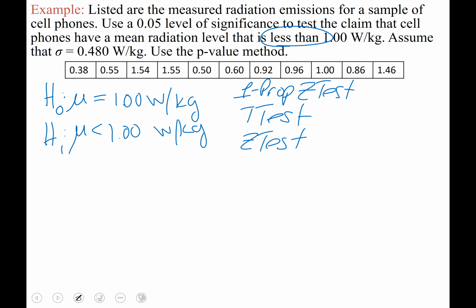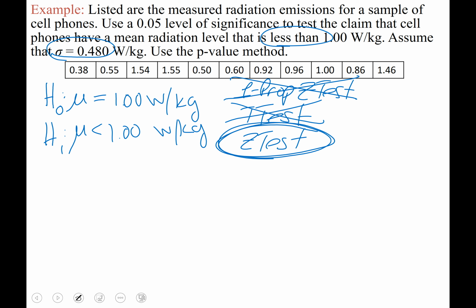Okay, welcome back. If you chose the Z-test, good job, you chose correctly. One prop Z-test was out because the question is not about proportions, it's about means. And then how to decide between Z and T, this knowledge of sigma right there being 0.480 is what told me I don't need to use the student t distribution. I can use the Z-test because I know the population standard deviation, which is denoted by the lowercase Greek letter sigma.